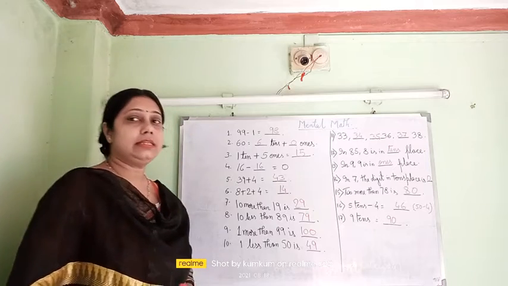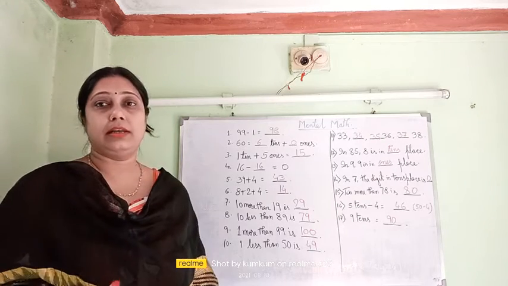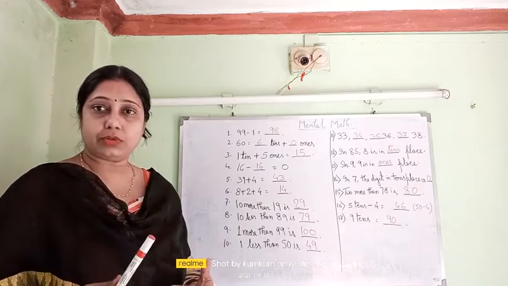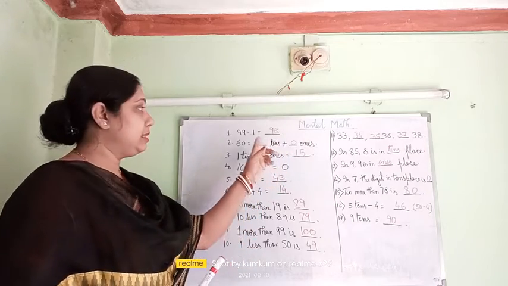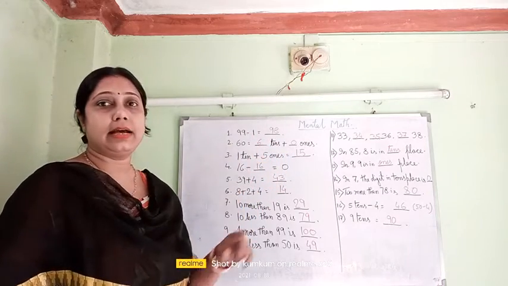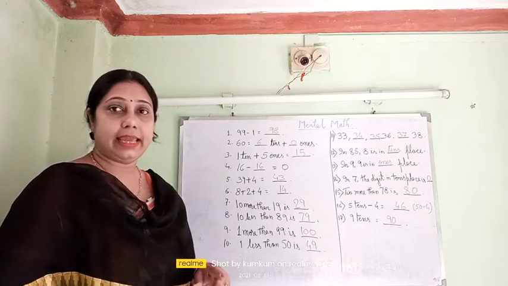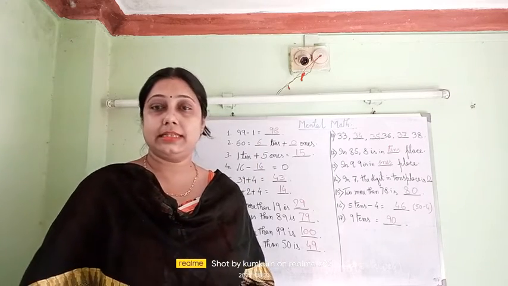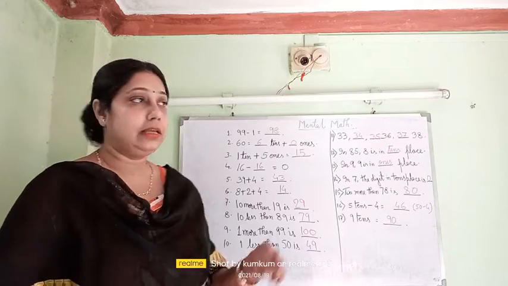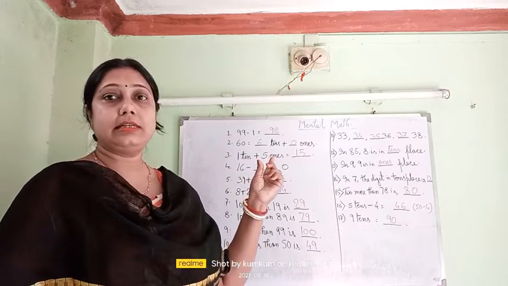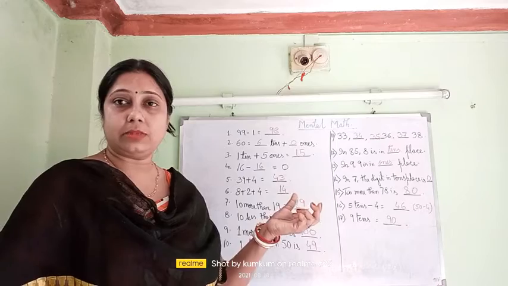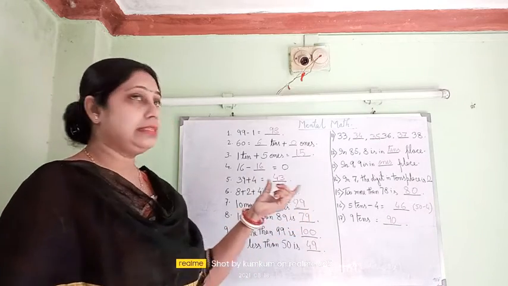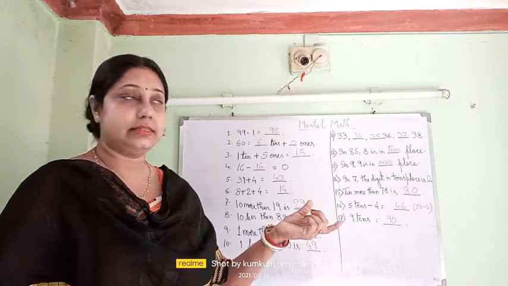See, first question is 99 minus 1. Minus 1 means you are reducing. That means from 99 if you are reducing 1, then the answer will become 98. Next, 60 equal to dash tens plus dash ones. In 60, tens is 6 and in ones place 0. So 6 tens and 0 ones.